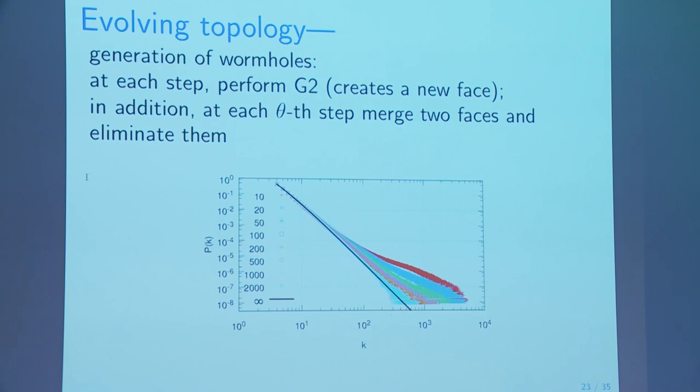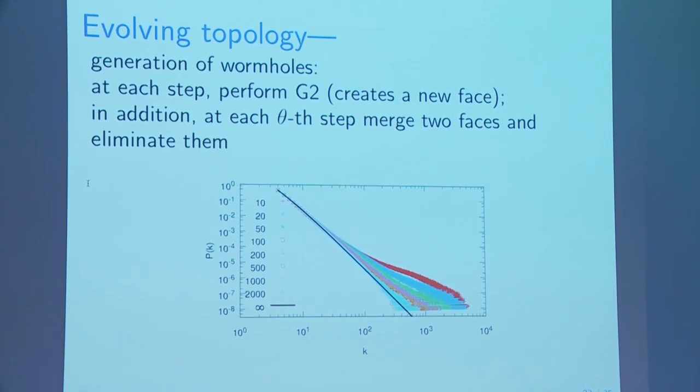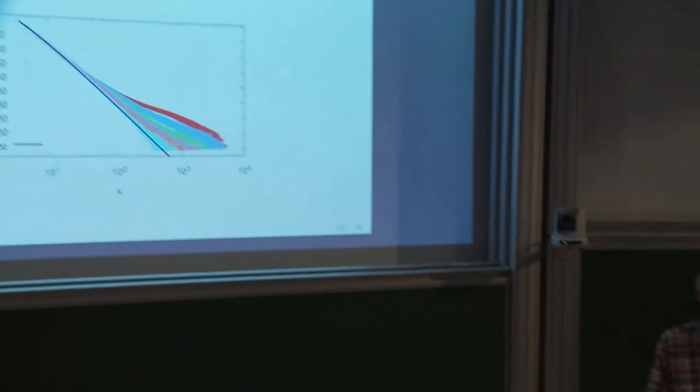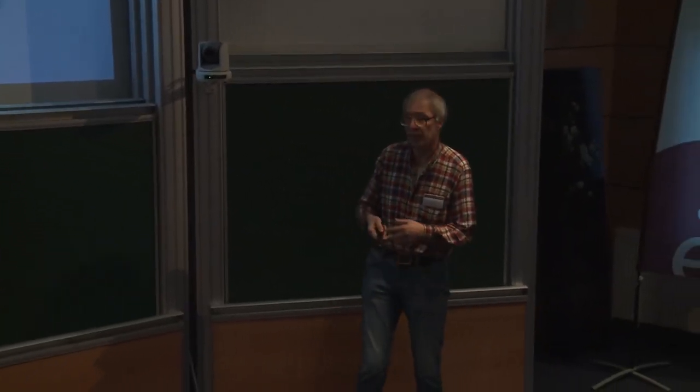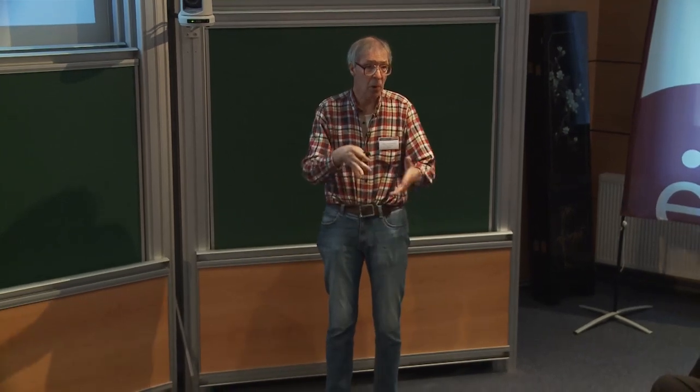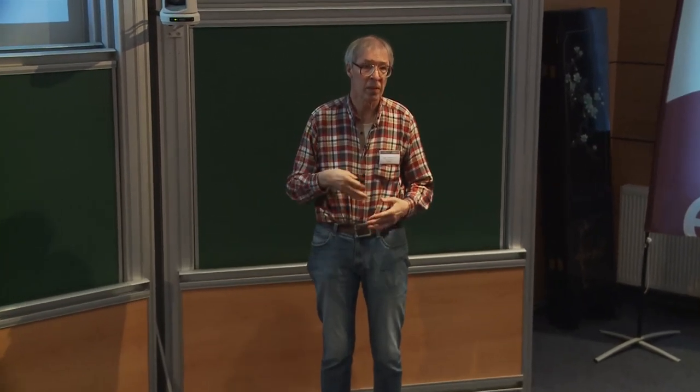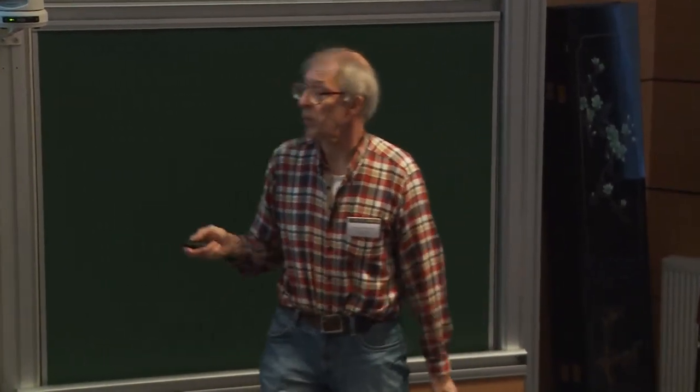And maybe I should immediately tell about these networks with varying topology. We simply generated them using a combination of some of these transformations, like partner moves or other ones, plus we merged and annihilated phases, like I told, and the number of these wormholes grew in a linear way.